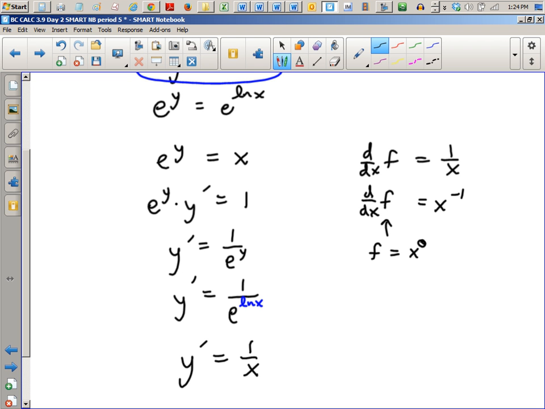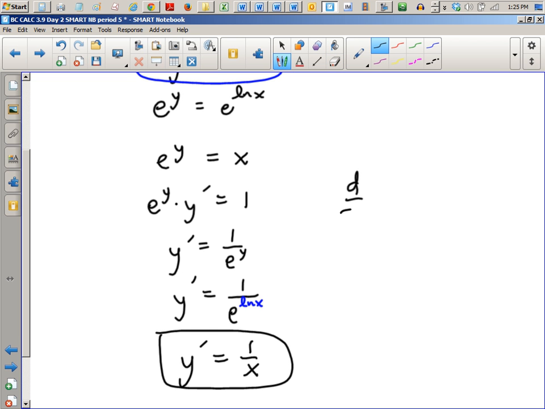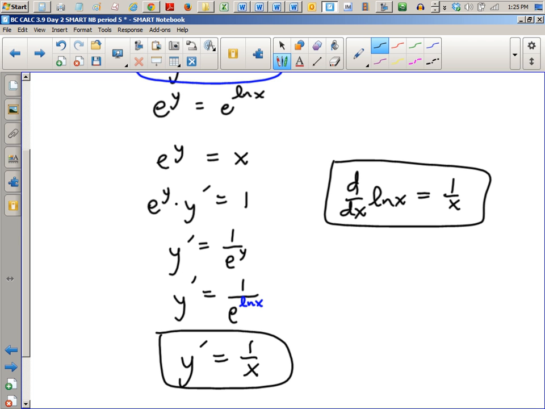So this particular function troubled people for a long, long time. What function has the derivative 1 over x? What is it? Turns out it's ln x. So that's a very interesting phenomenon. Okay, you don't need to know the origins of it all. You need to know this right at the bottom of the page. The derivative of ln x is 1 over x. Okay, that's what you need to know.